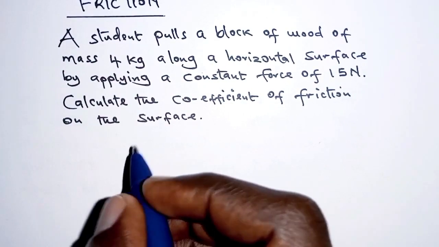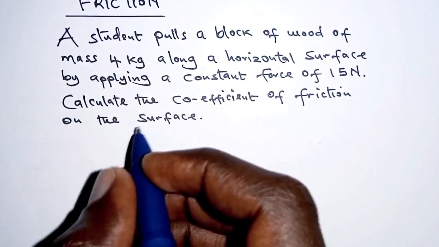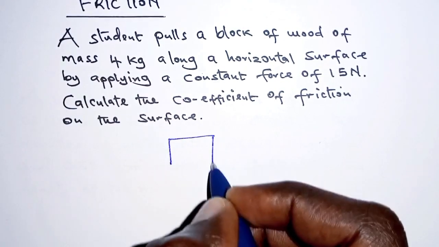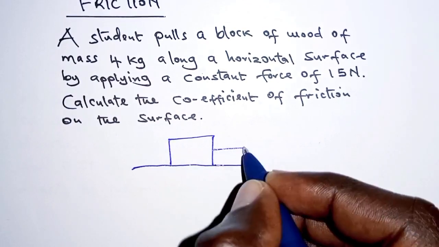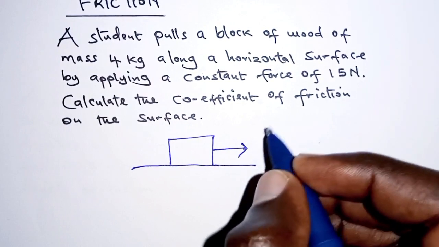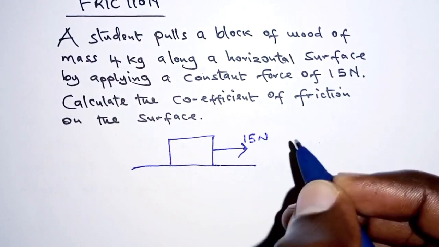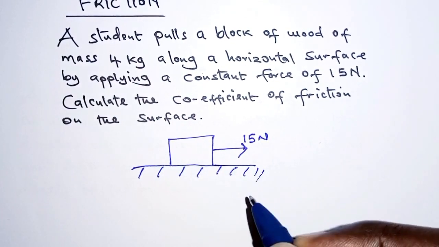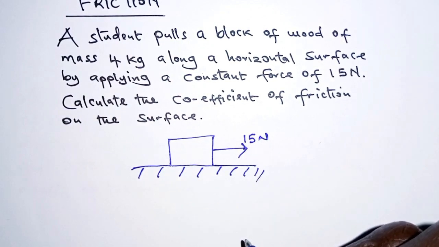So first of all, let us get to the background of this. When we have an object on a given surface, remember we're told that this object is being pulled, and the force applied here is 15 newtons. So it is being pulled on this surface at a constant force, 15 newtons.